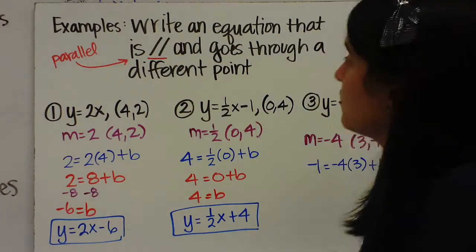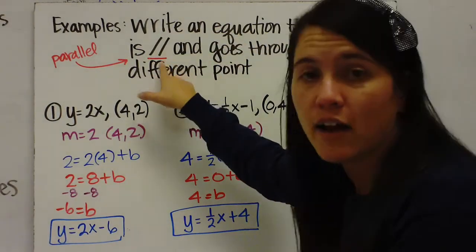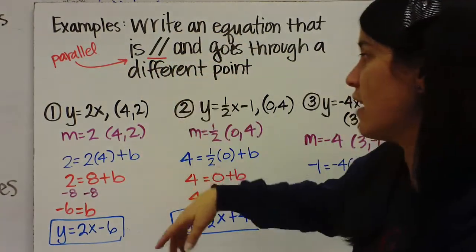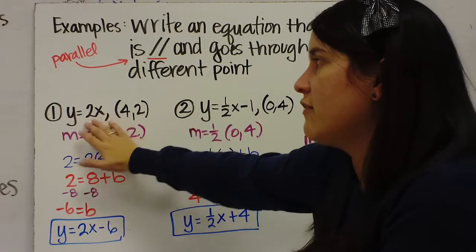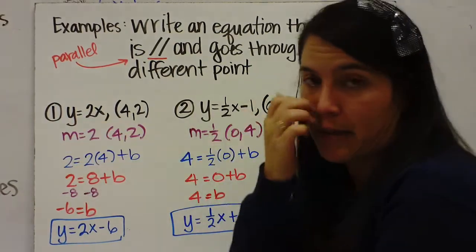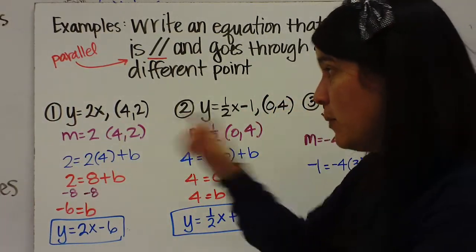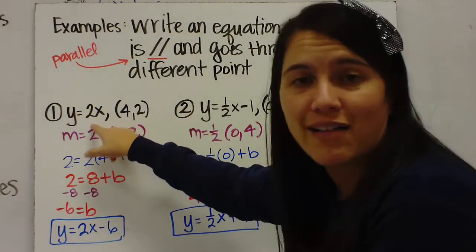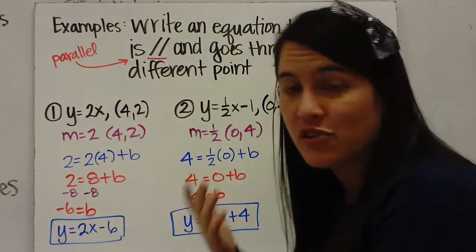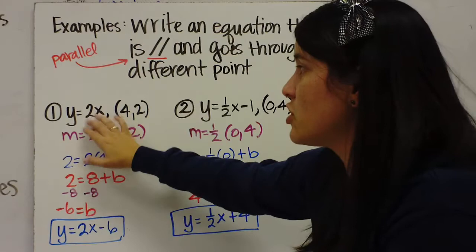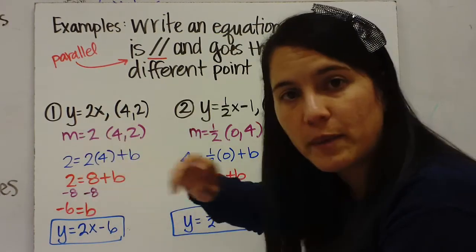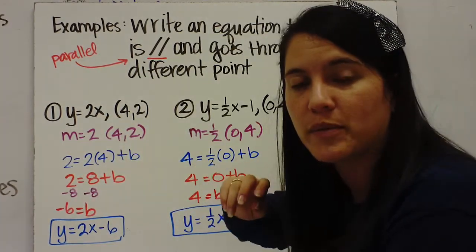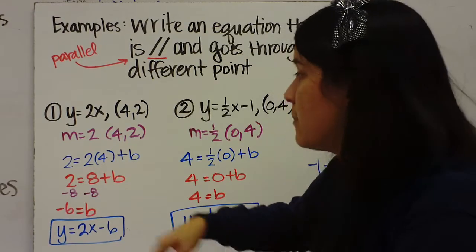All right, our next example is write an equation that is parallel and goes through the point and the slope. So I have an equation, y equals 2x, the same equation that I started with over here, and a point. Since I want my lines to be parallel, my slope is going to be the same, so I'm going to use 2 and 2. You don't flip it, you don't take the opposite.